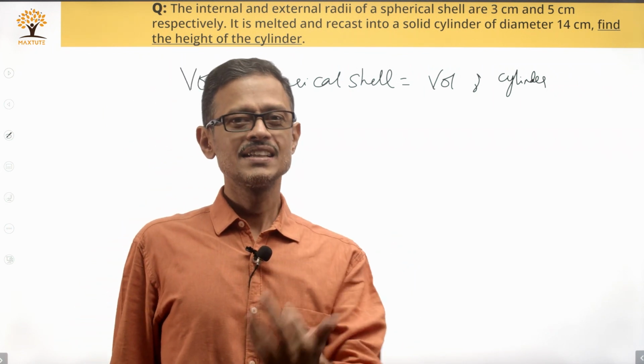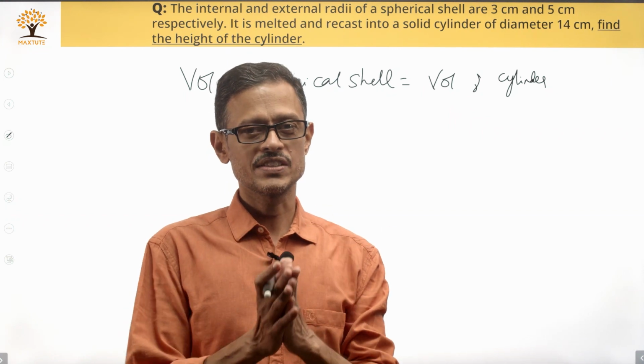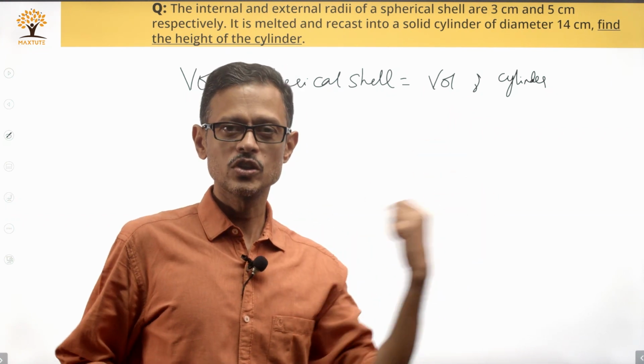Once we get the height of the cylinder, we already have the diameter, therefore we know the radius, and we can compute the total surface area. That can be done in a jiffy. We'll do this part first.